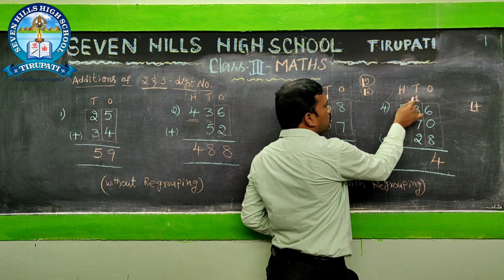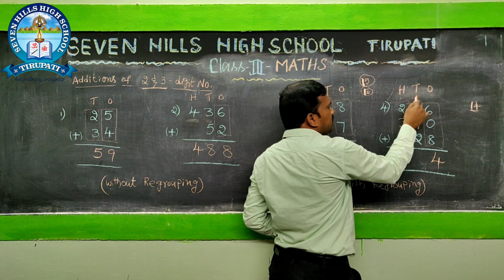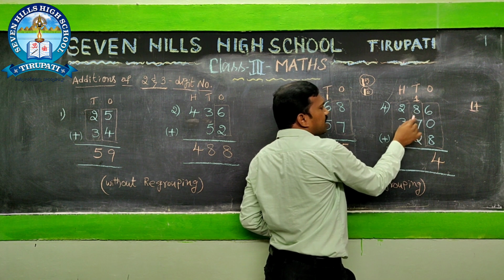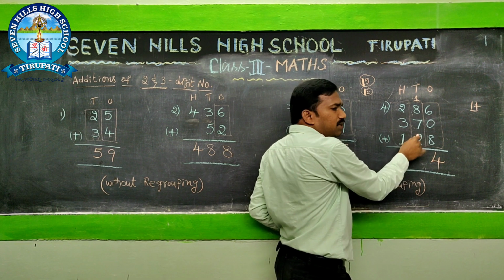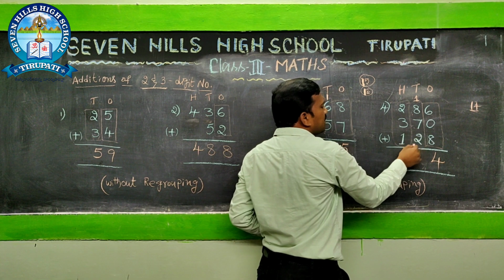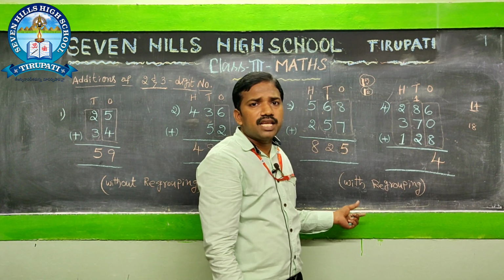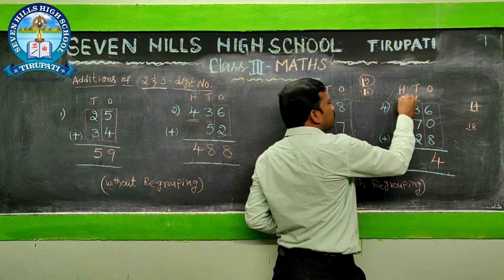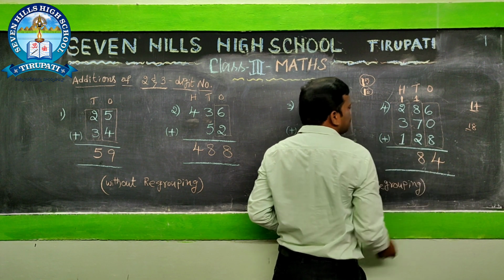Now adding the tens column. 1 plus 8 becomes 9. 9 plus 7 becomes 16. 16 plus 2 becomes 18. Here 18 is a 2-digit number, right? So carry over 1 to the hundreds column, and 8 is here.